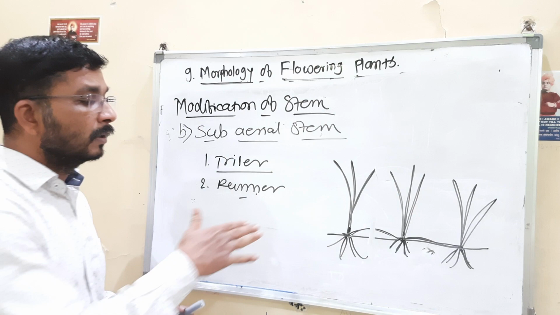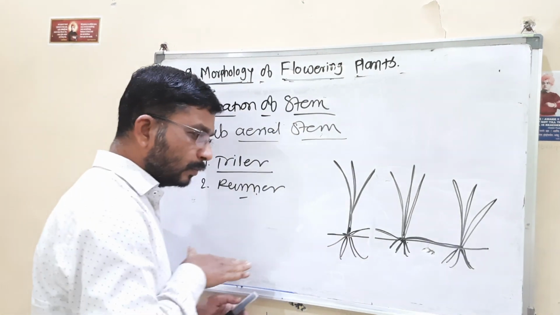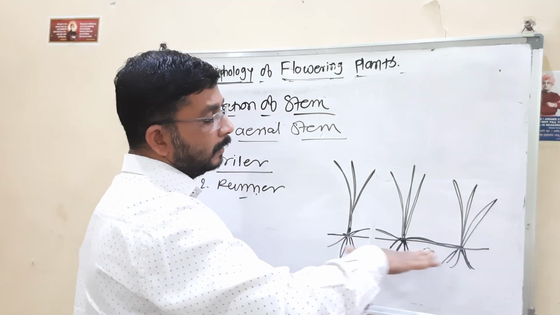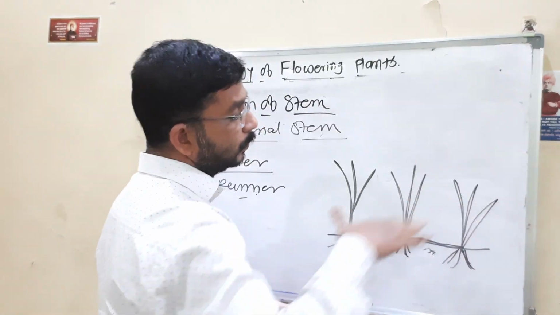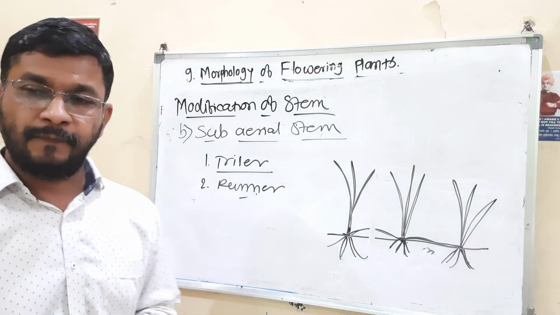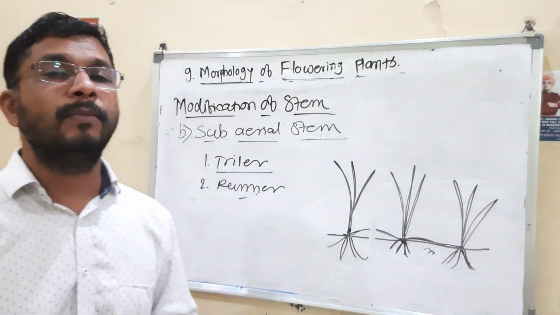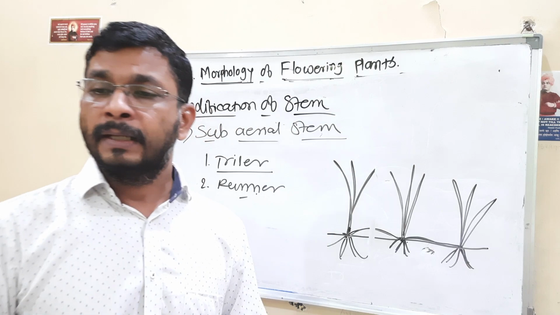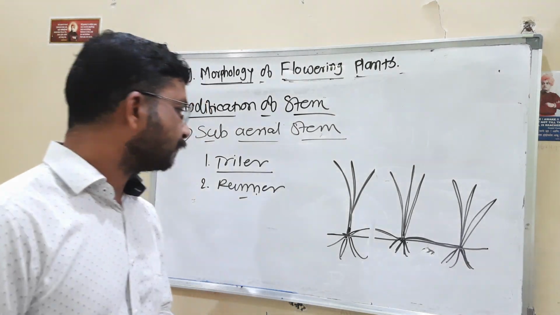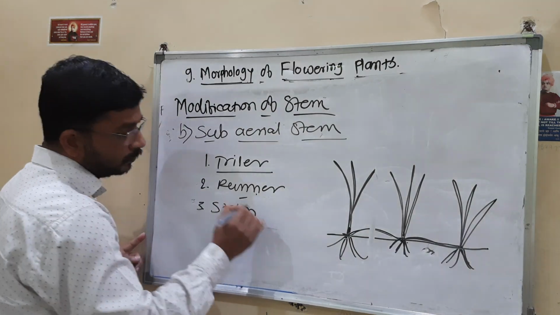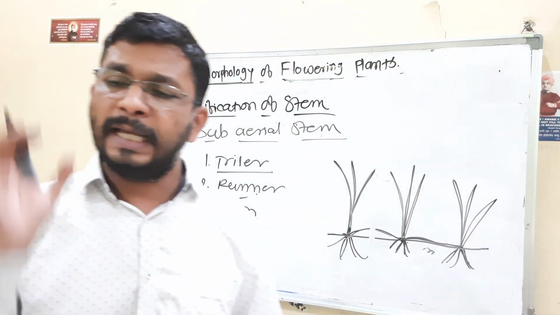Why do we call it runner? Because they grow prostrate, or horizontally, parallel on the soil's surface. That's why we include them in subaerial modification. Okay. Then stolon. What is stolon? Stolon is similar to that.